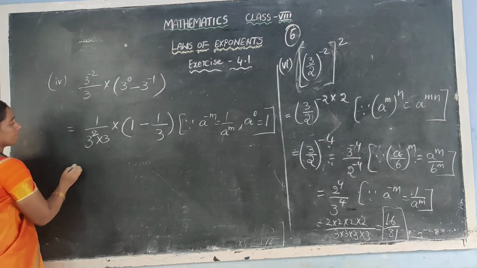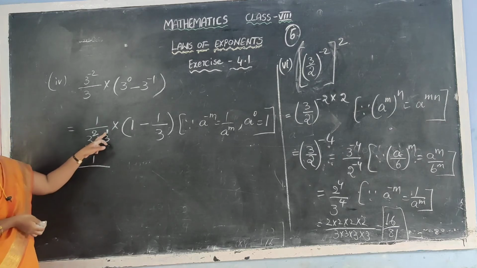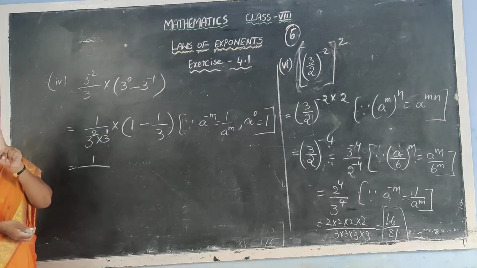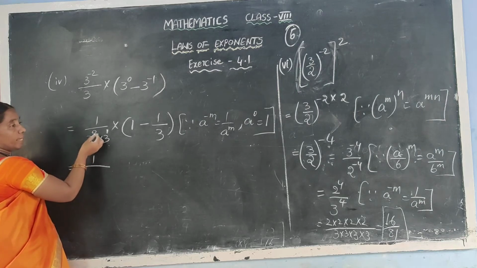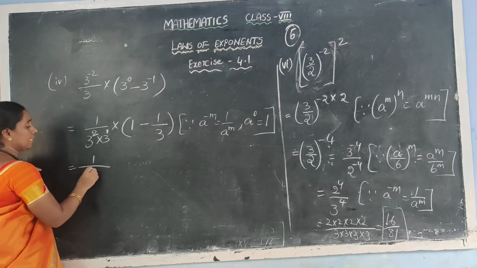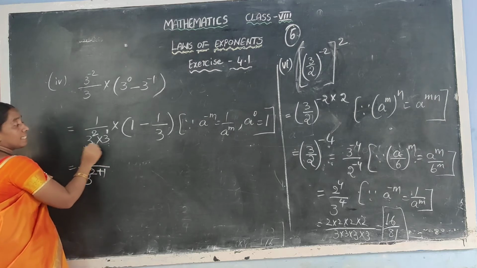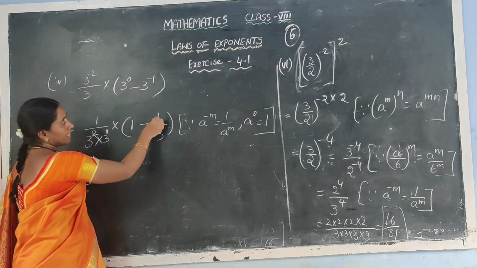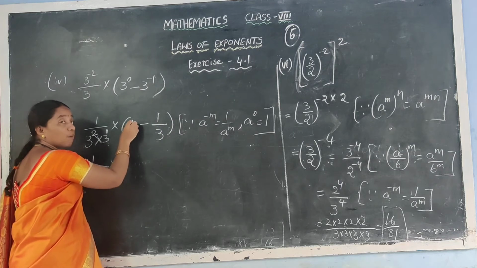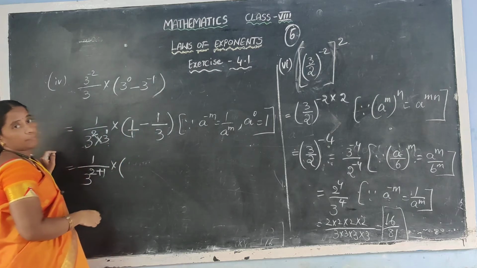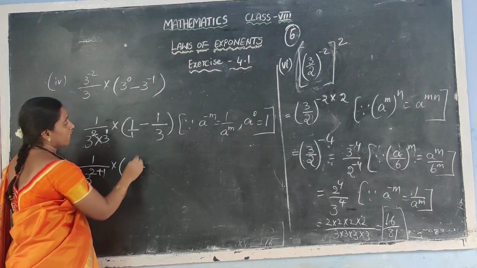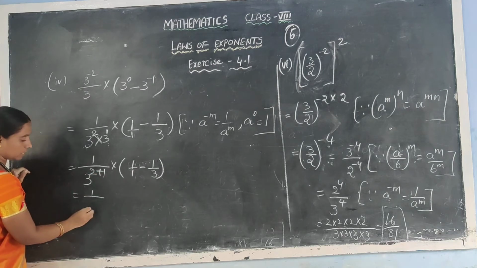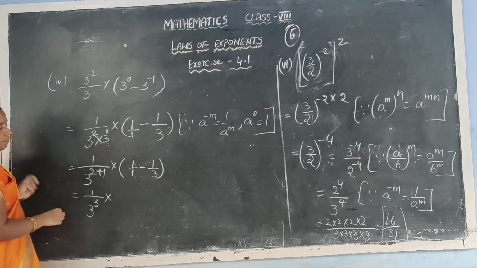Now you see here, for 1 by 3, the exponent is 1 because the base 3 is there. If there is no exponent written, its value is 1. So the bases are the same, that's why we should add the powers. So 1 by 3 to the power of 2 plus 1, because the bases are the same and the relation is multiplication, we should add the exponents. See here, this is a fraction 1 by 3, so we can express 1 also as a fraction by writing denominator 1. Now we have to subtract 1 by 1 minus 1 by 3. So 1 by 3 to the power of 2 plus 1 is 1 by 3 cube.